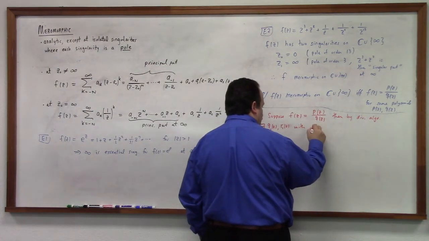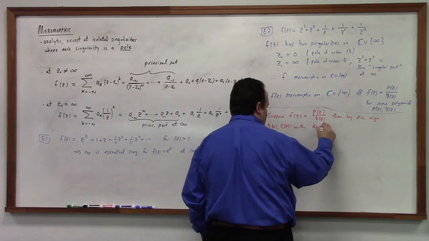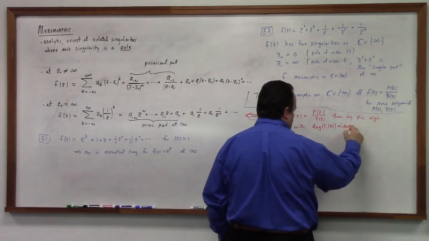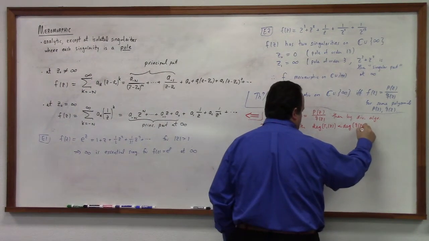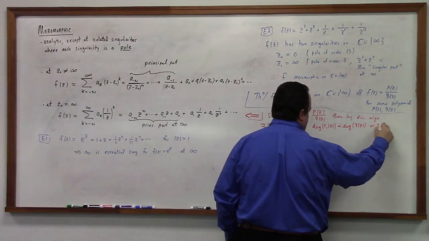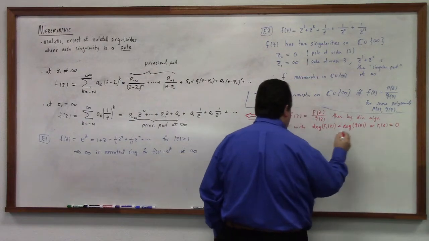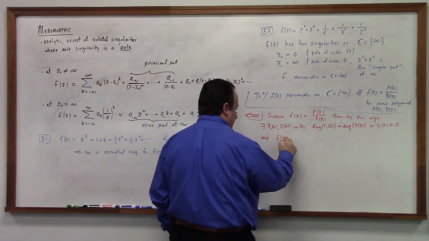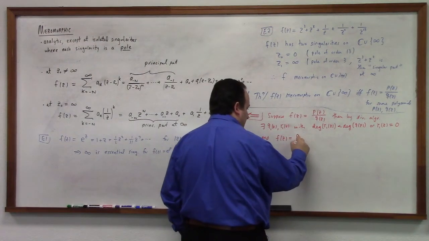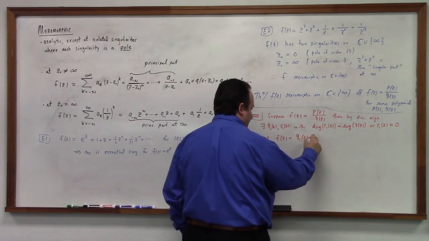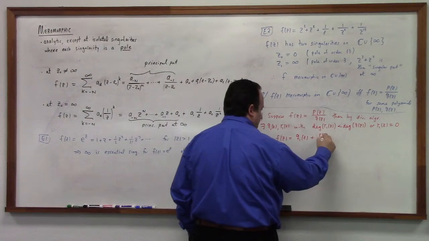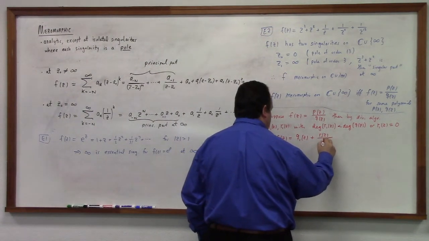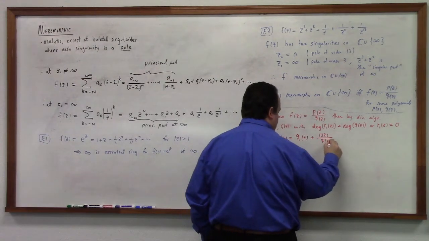with the degree of r1 of z less than the degree of q of z, or r1 of z equal to 0, and f of z is equal to what? It's equal to q1 of z plus r1 of z divided by q of z.